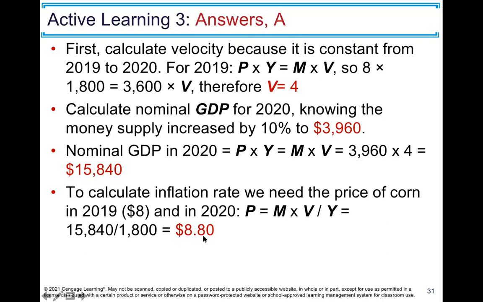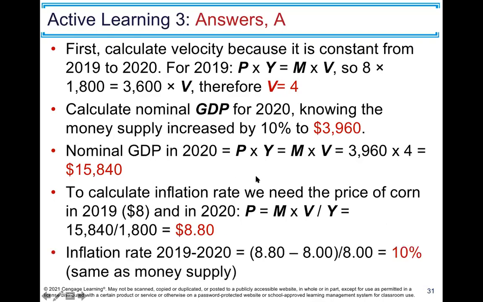So look, the price level went from $8, that's our old price level, to 880, and that's perfectly 10% because we increased the money supply by 10%. So here we go, the inflation rate, 880 minus 8 divided by 8, is going to equal 10%. Okay, and it's the same as the money supply.